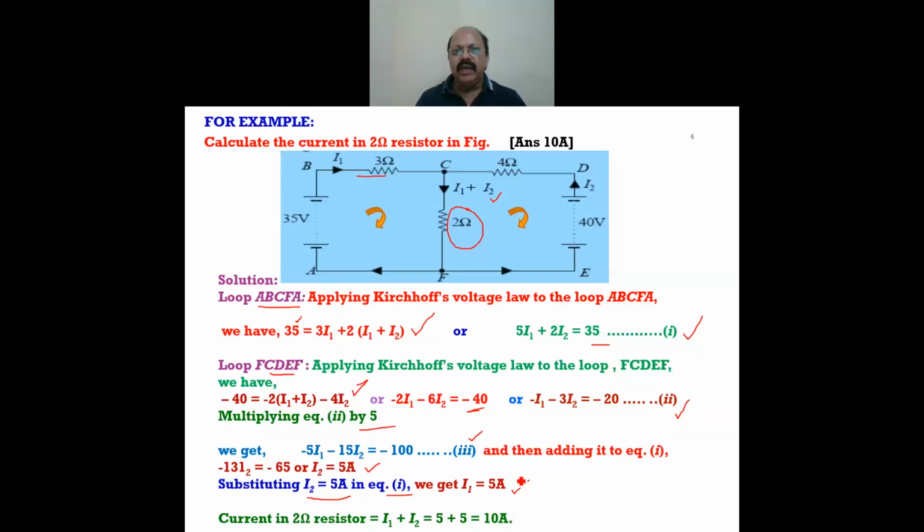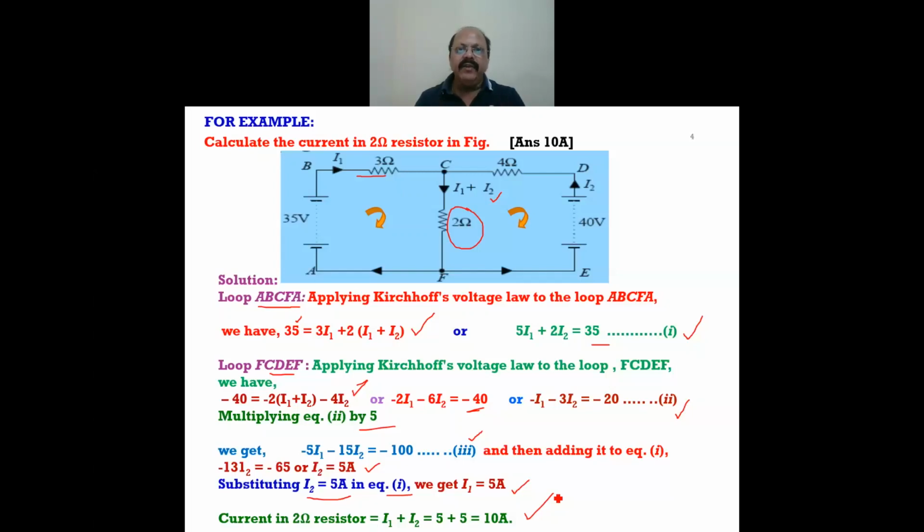So the total current through the 2 ohm resistance becomes I1 plus I2 equal to 5 plus 5 equal to 10 ampere. So this is the numerical problem related to Kirchhoff's laws. Here both the laws we are applying, KCL and KVL. But you must remember the sign conventions very carefully, then only you can solve the numericals.